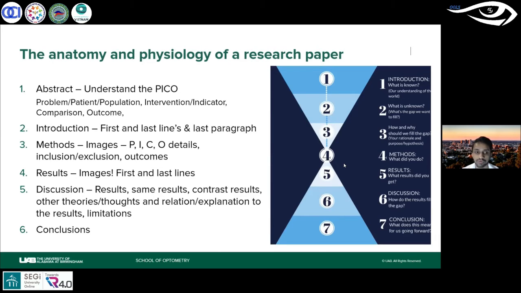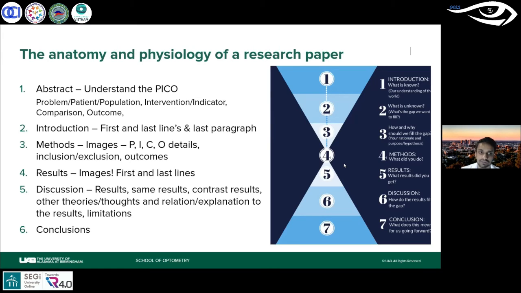Then it will move on to studies that have the same results. This is where you can look for what to read next in the area if you're interested. Then it will talk about studies with contrasting results, so studies that don't agree with what they have found. Then any other theories or thoughts and relations or explanations for what they have found in these results. And last is the limitations, where you can learn about what next needs to be done. And this is where you might find your research question or topic if you're looking for one.